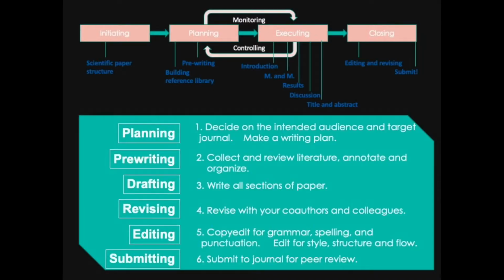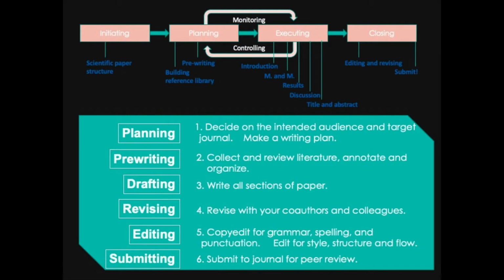So let's just take a step back and think about the entire process of writing a scientific paper. We can look at it as a project management task, and we can also think about the writing process all the way up to submission as occurring in a few different stages. And I've listed 6 stages here. What we're talking about here is breaking down the writing process into planning, pre-writing, drafting, revising, editing, and submitting. So today we are talking about planning and pre-writing.